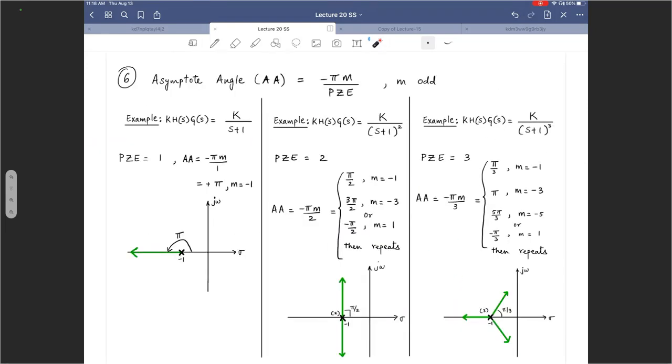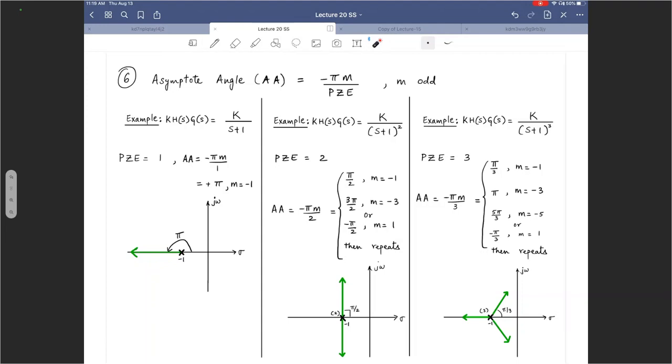If you have 2 asymptotes or 3 asymptotes, at what angles are they present? They will be present in the S-plane at asymptote angle AA, which is given by -pi times m, where m is an odd integer, divided by pole zero excess. So we have 3 examples for 3 different open loop transfer functions: K divided by (s+1), K divided by (s+1) squared, K divided by (s+1) cubed. So they are 1 pole, 2 poles, and 3 poles at -1, right?